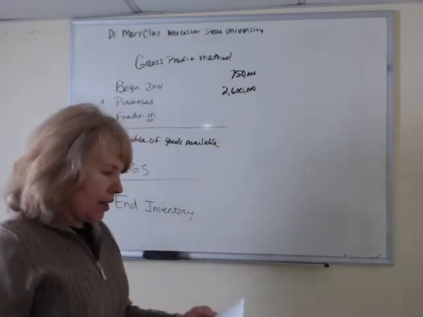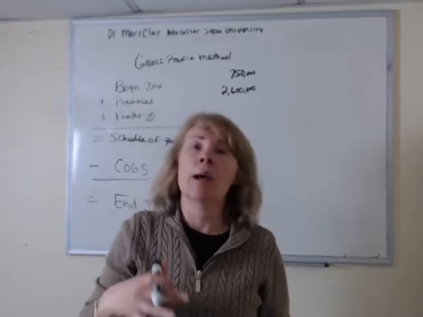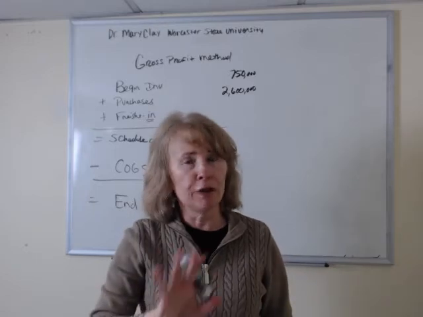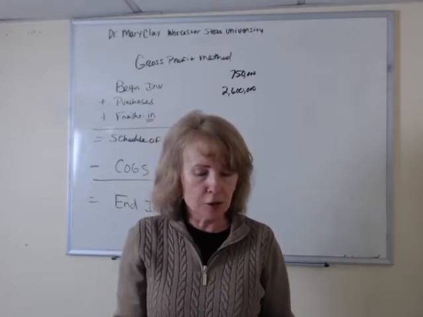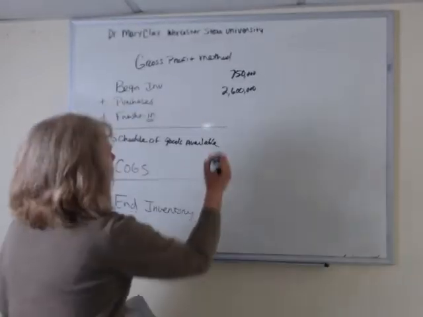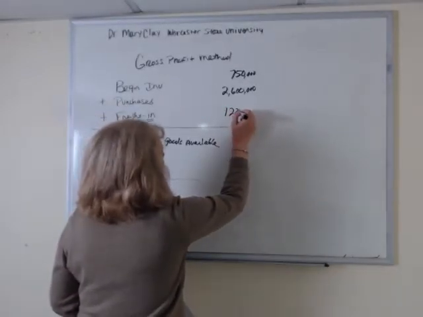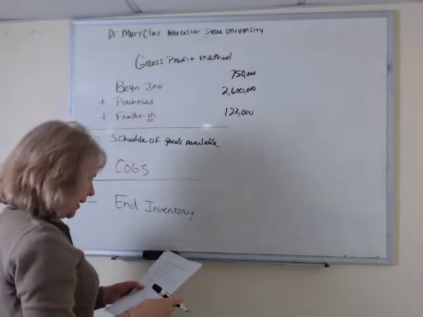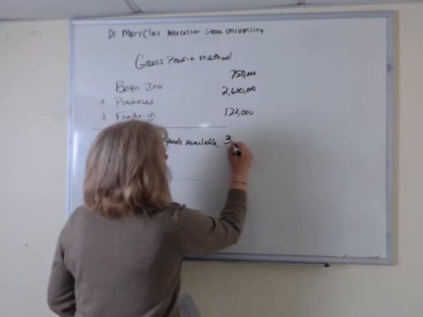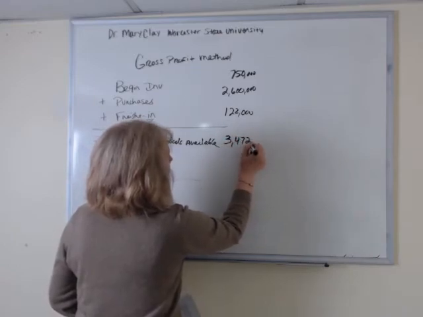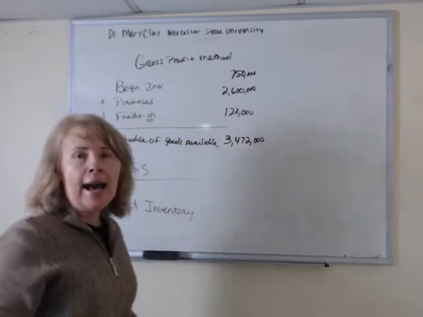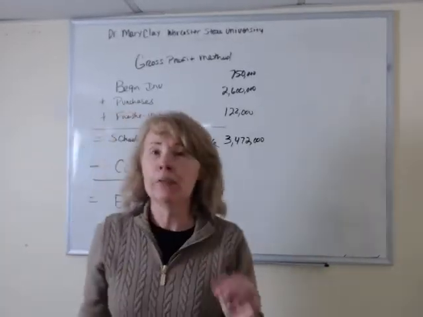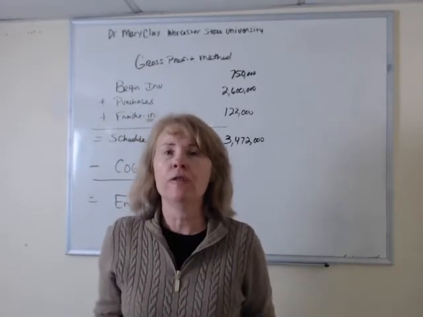Next item I see, freight in. Remember we talked about this. Freight in, you will add that into inventory. If it said freight out, no, you would not include it. But this says freight in, so yes, I am going to include it, 122,000. I add up my three numbers, and that gives me 3,472,000. That is your schedule of goods available. That's what's sitting in the inventory before you estimate.